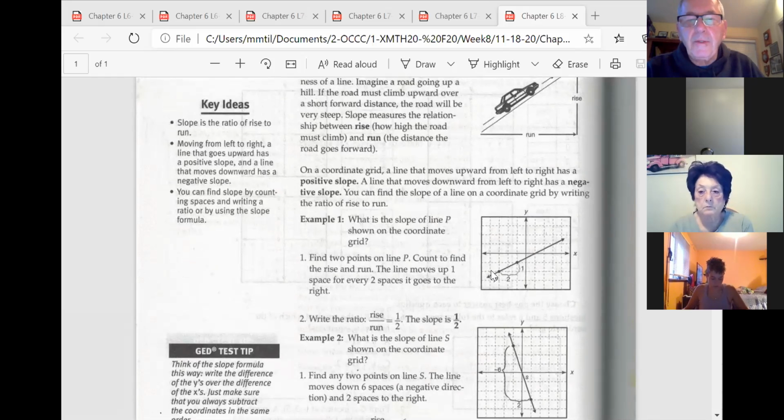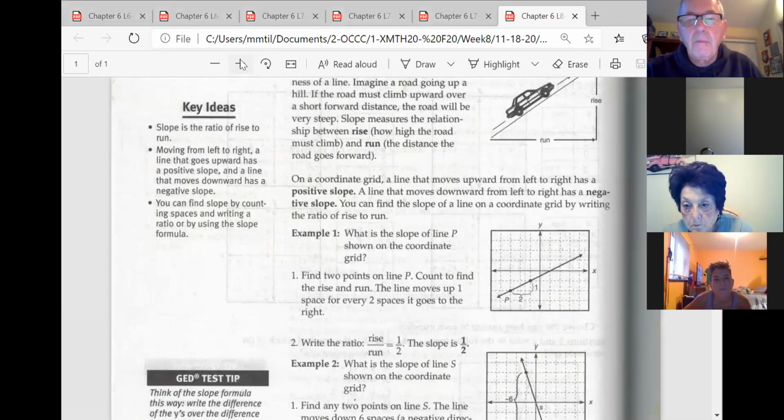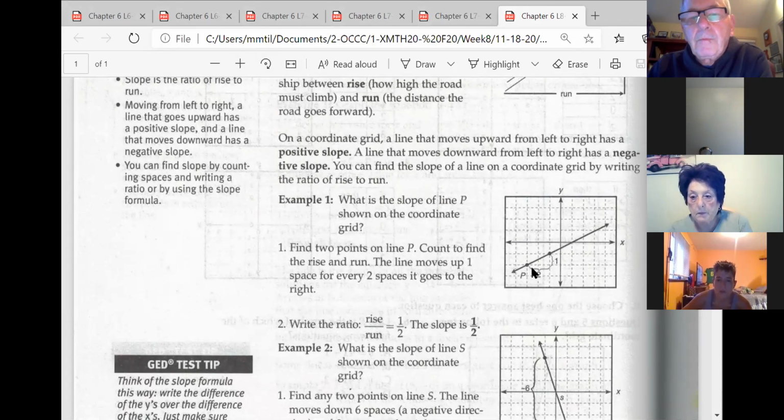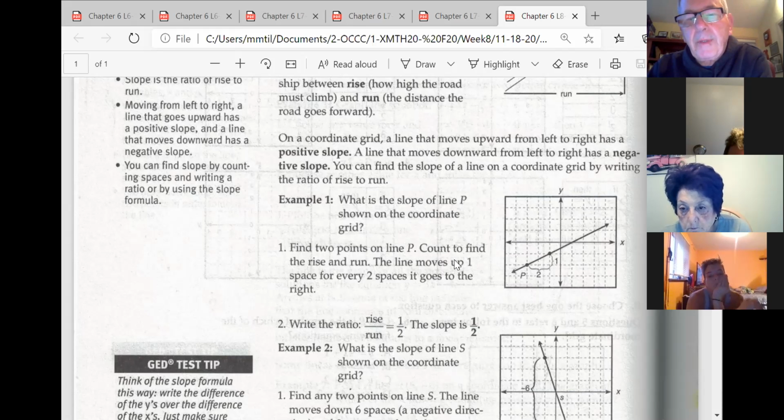What would be the slope on the top one here? Anybody? On this line right here. What would be the slope? It's not negative, it's positive. It should go up, looking at this guy right here. It'd be a half. It'd be 1 over 2, because you go up 1 and you go to the right 2.